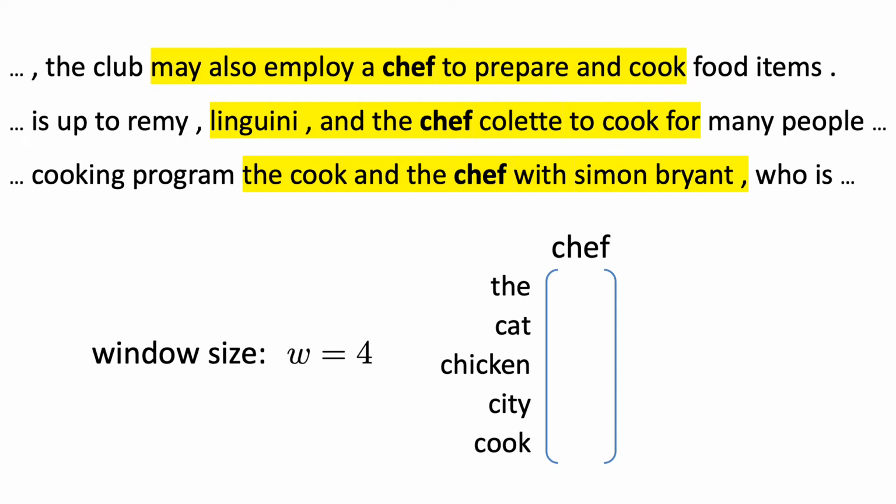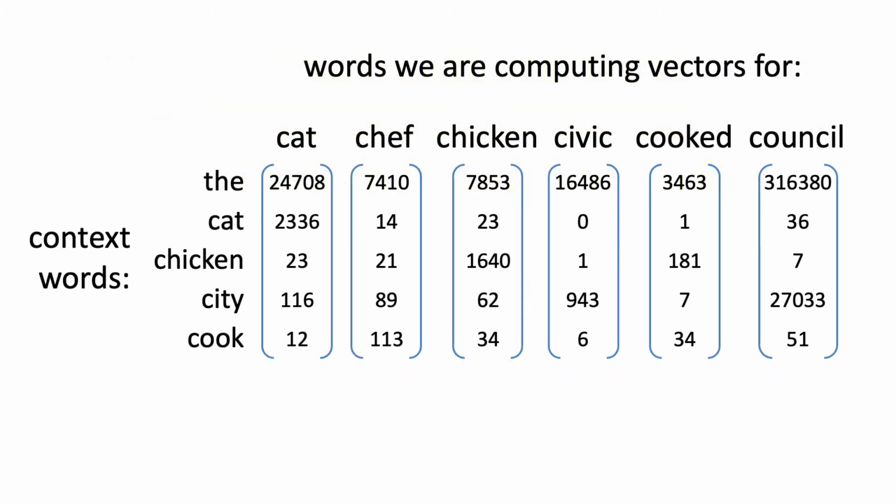When we increase W to 4, now the appears 3 times, and cook appears 3 times as well. The window size is an important parameter of this procedure and can lead to different types of similarity being captured by the resulting word vectors. We use that simple procedure of counting context words, and that gives us distributional word vectors. 2 words will have similar vectors if they tend to appear with the same context words. Here are vectors using counts I computed from about half of English Wikipedia using a window size of 10.